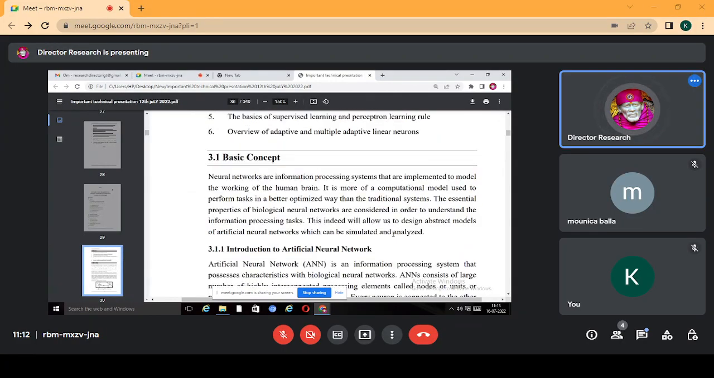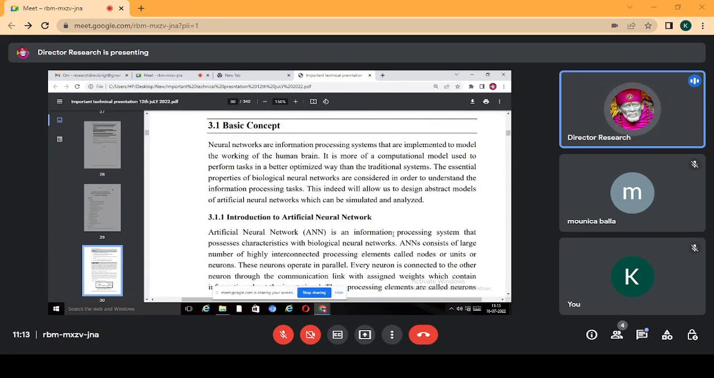Basic concept: neural networks are information processing systems that are implemented to model the working of the human brain. It is a computational model used to perform tasks in a better optimized way than the traditional systems. The essential properties of biological neural networks are considered in order to understand the information processing tasks. This in turn will allow us to design abstract models of artificial neural networks which can be simulated and analyzed.